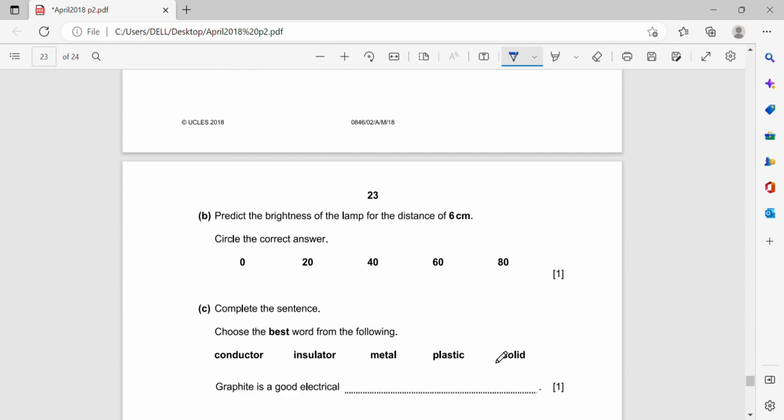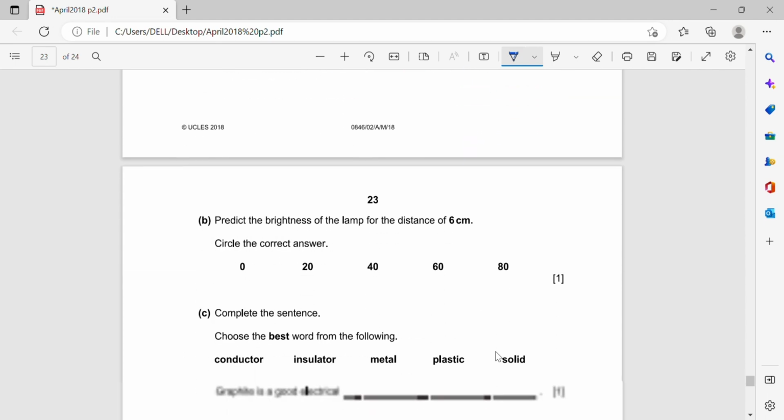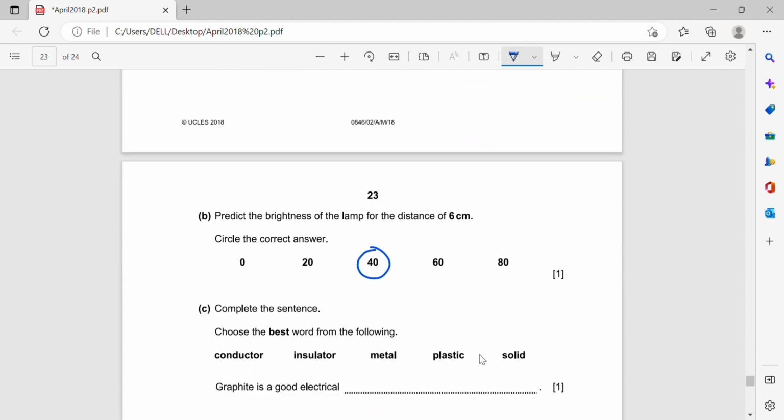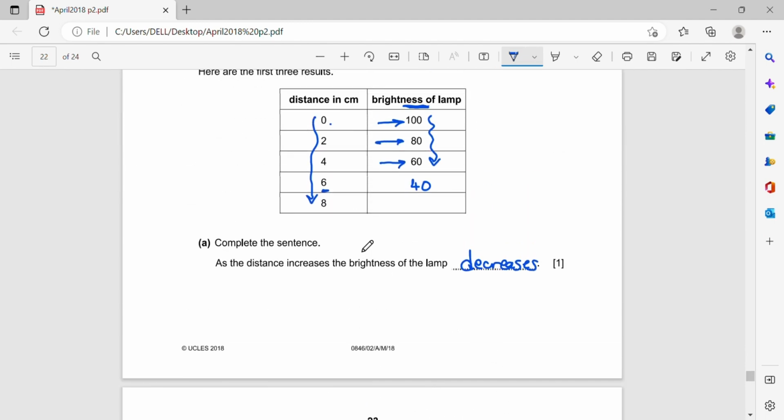Predict the brightness of the lamp for the distance of 6. Circle the correct answer. When the distance is 6, what will it be approximately? Here 100 became 80, 80 became 60. So it is decreasing by 20. So 60 will become 40. Great. So our prediction is 40. If someone predicted for 8, it is not required from us, but if I asked you to predict the brightness of the lamp at distance 8 centimeter, it would be 20.